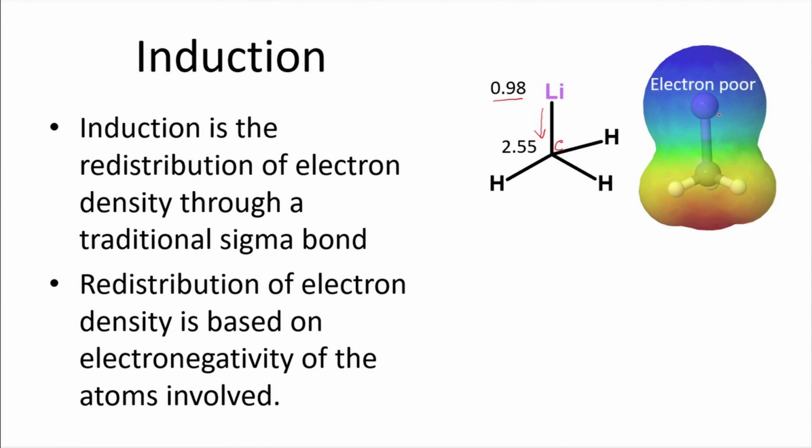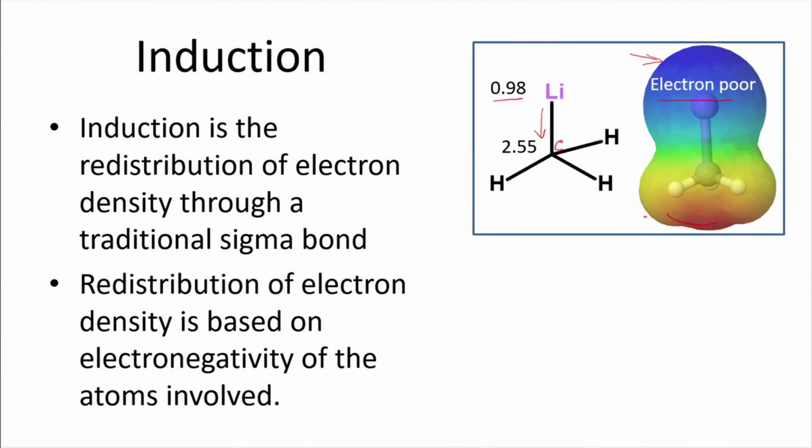So, here you can see this is blue in color. When it is blue in color, that is said to be electron poor, and when it is red in color, that is said to be electron rich. So, that is how we can say in this particular molecule the carbon is having more electron density compared to lithium, and this happens because of the induction.